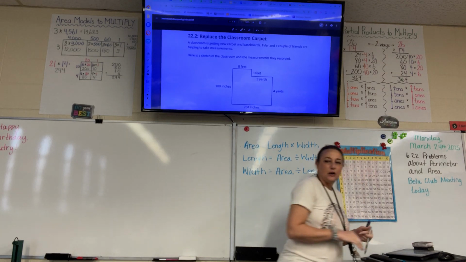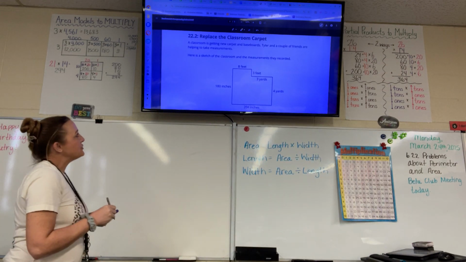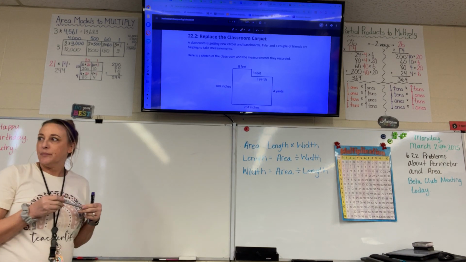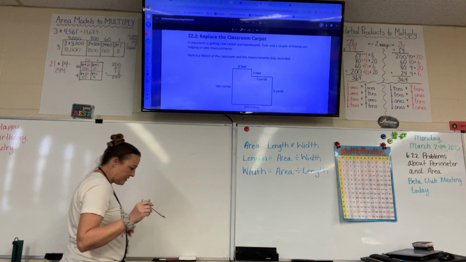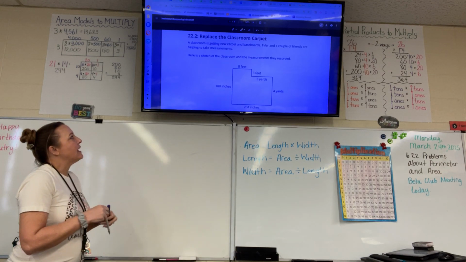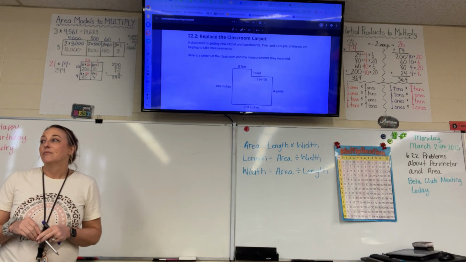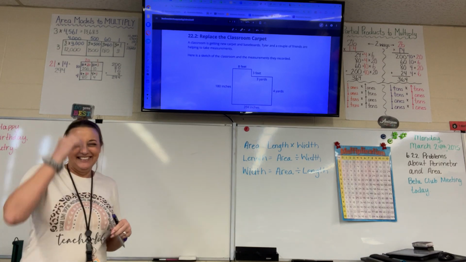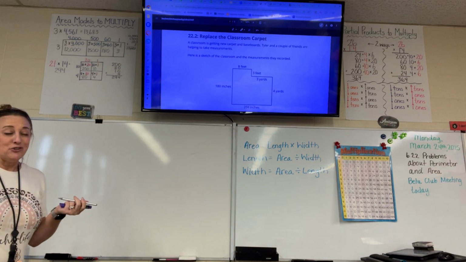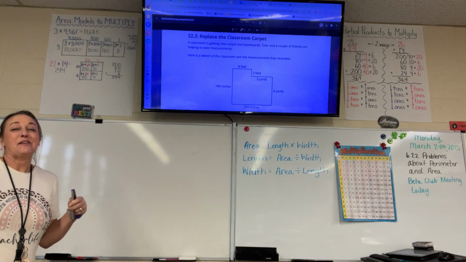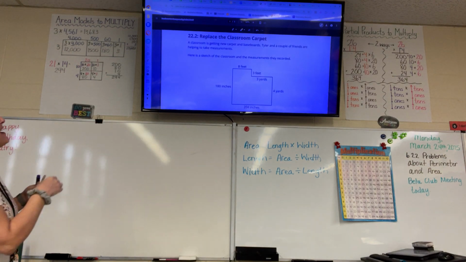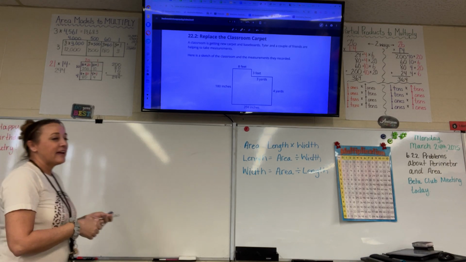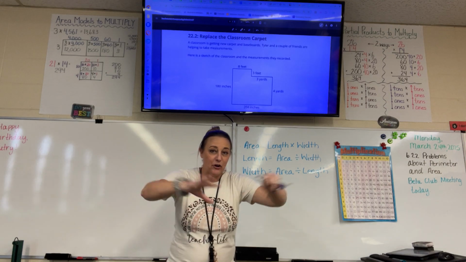Replace the classroom carpet. A classroom is getting new carpet and baseboards. I would love to get new carpet and baseboards. Baseboards, you know, are these things that run around the perimeter. That is a true statement. They do run around the room, but I was thinking about a math term. Okay, so the baseboards run along the perimeter, and the carpet, though, is inside the area.